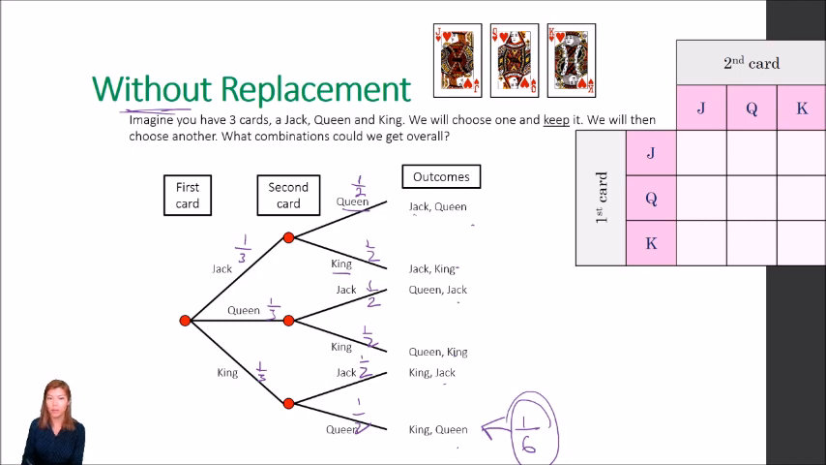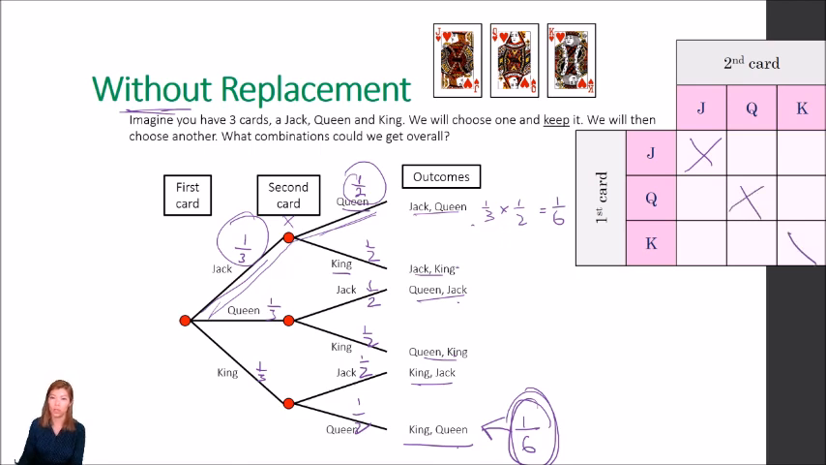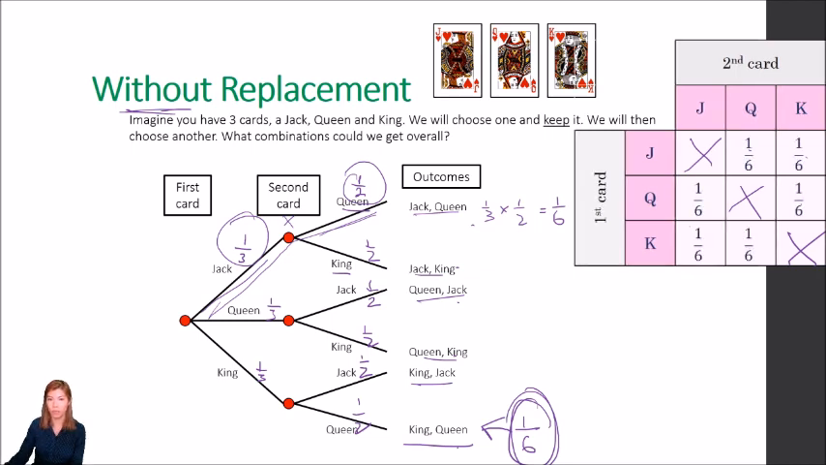But remembering from before, if we follow the tree diagram, we must multiply. So any of these can be worked out by multiplying this and this, which is equal to 1/6, just like we predicted. Looking at the array table, we don't have double jacks. It's impossible because we've kept the card. We didn't put it back to get a second one. We don't have double queens, and we don't have double kings. So we have 6 outcomes left, and they are all 1/6 in probability.